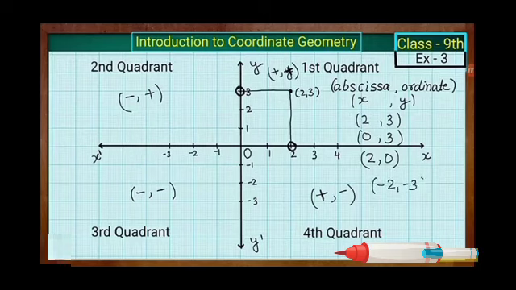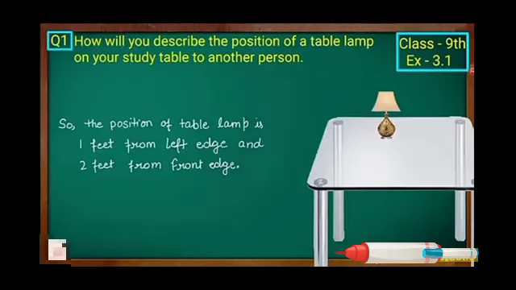Another example, -2 and -3. Both are minus here. Abscissa is -2. Ordinate is -3. Let's plot them. -2, -3. Yes, this is the coordinate -2 and -3. Now let's start exercise 3.1.